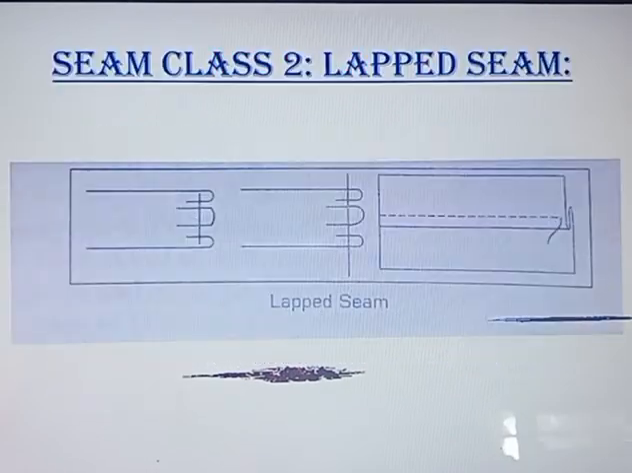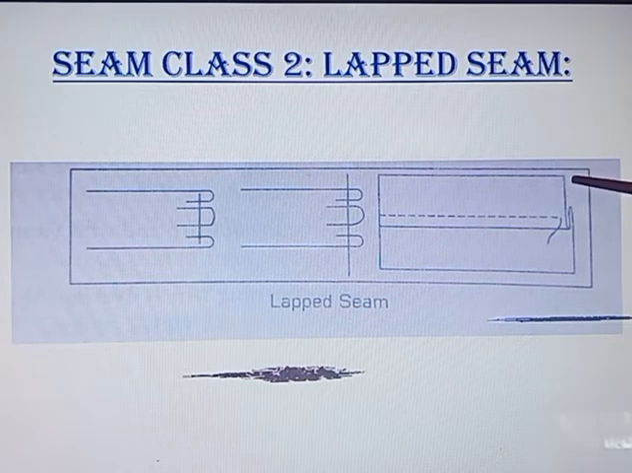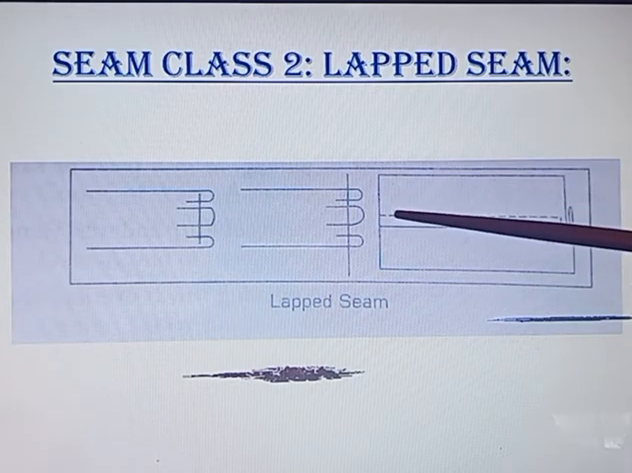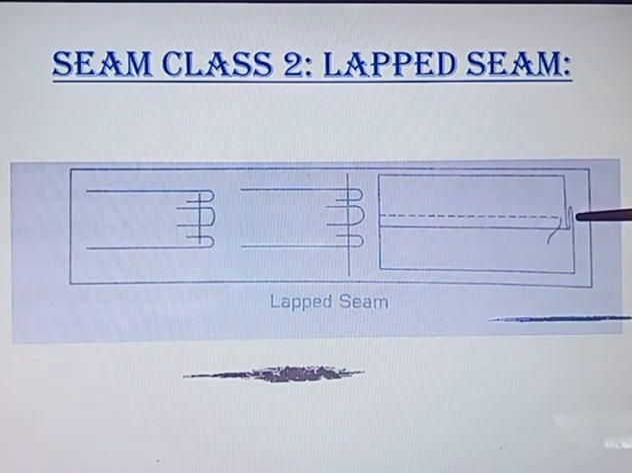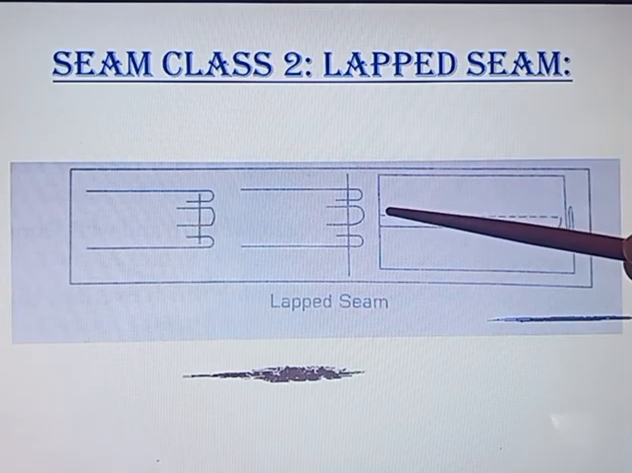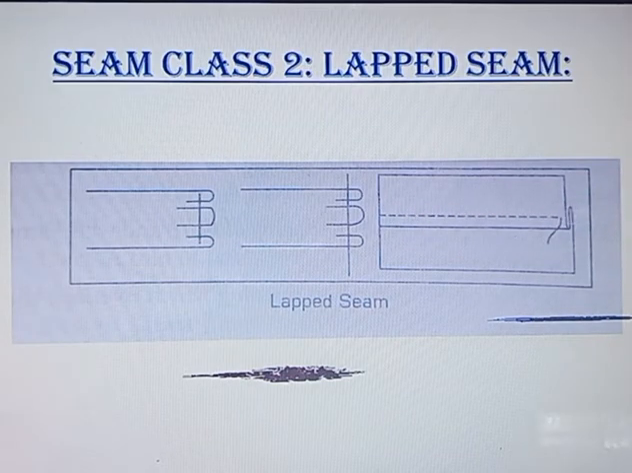So we can see the diagram here. This is a lapped seam. Here the raw edges are inside the other layers, one here and one here, and with the top seam it is stitched. One seam is in between these and the upper is stitched with the top seam. This is the lapped seam.